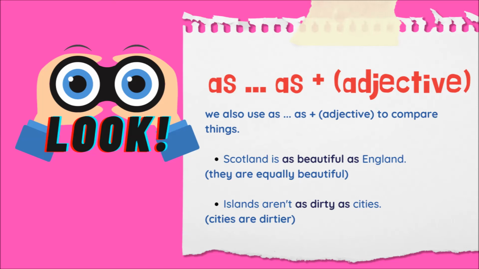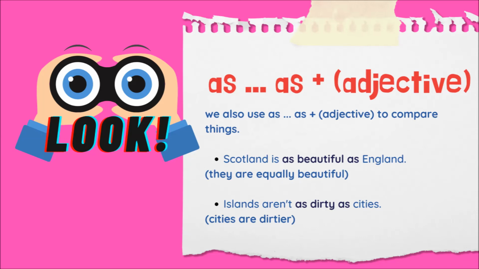Okay, the second example is islands aren't as dirty as cities. Pulau-pulau tidak sekotor seperti bandar-bandar. Dirty tu ialah kotor. Aren't ialah tidak, are not. Okay, dia nak kata kat situ cities are dirtier. Bandar-bandar lebih kotor.